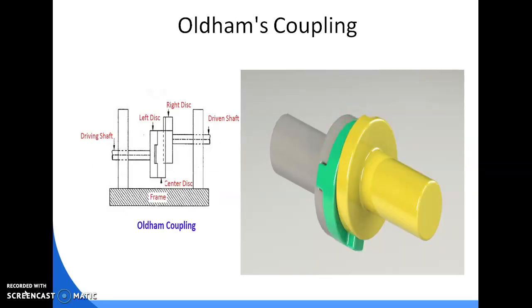The next inversion is Oldham coupling. This coupling is used for connecting two parallel shafts when distance between the shaft is small. The shafts are coupled in such a way that if one shaft rotates, the other shaft also rotates at the same speed. Here, the fixed link, that is frame, is the fixed link.